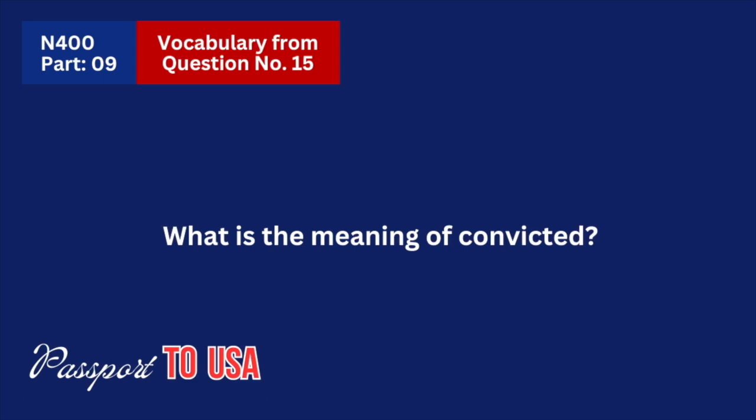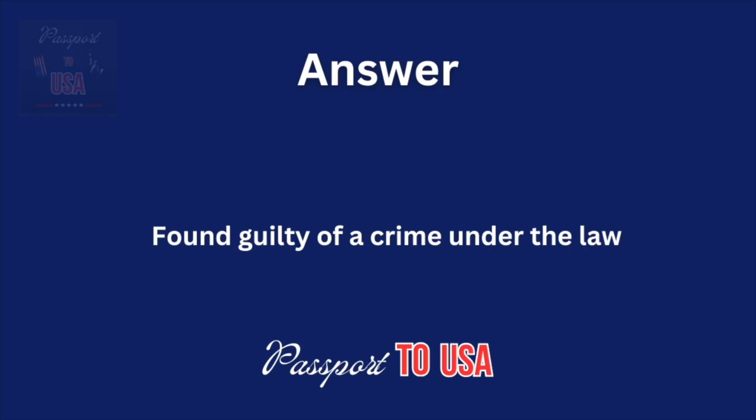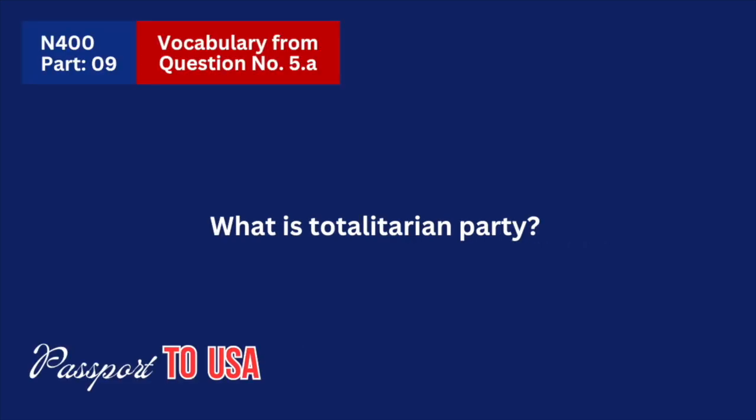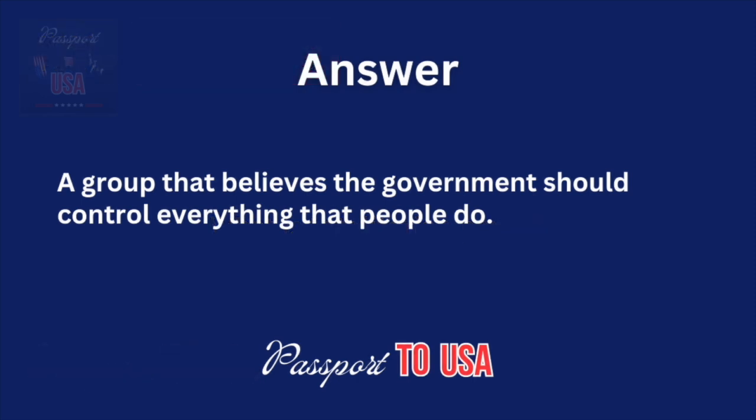What is the meaning of convicted? Found guilty of a crime under the law. What is totalitarian party? A group that believes the government should control everything that people do.